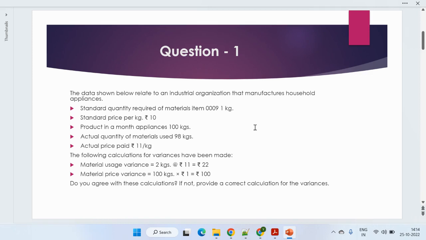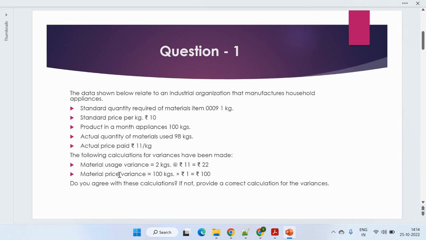Material price variance, that is 100 into 1 equals to 100. Do you agree with this calculation? If not, provide a correct calculation for the variances. So it seems to be a little bit tricky one if you see so many values, but it's a very straightforward question, straightforward answer. If you see, we need to focus on these two things.